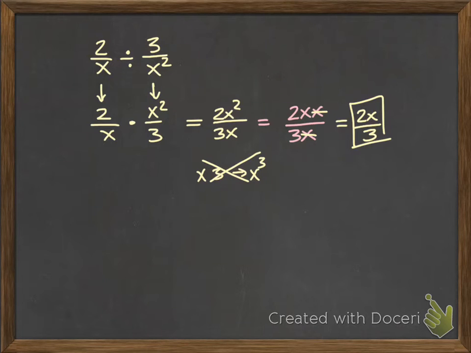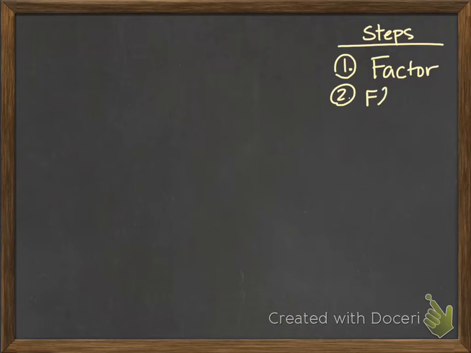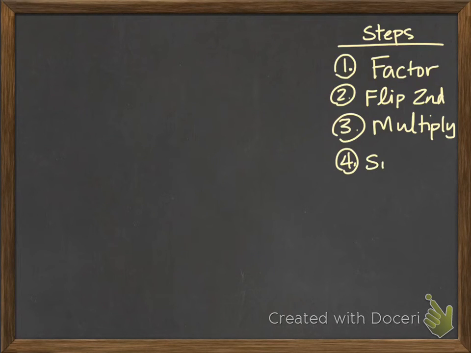So let's do a bigger problem and let's write some steps. Okay, for your steps. Step 1 is always factor. Again, we're kind of hoping that when we factor, something will cancel out and make it easier. So always factor. After that, you're going to flip the second one. And then you're going to multiply straight across like normal. So that's your top times top, bottom times bottom. And then step 4, simplify if possible. Sometimes it's not possible, but sometimes it is.